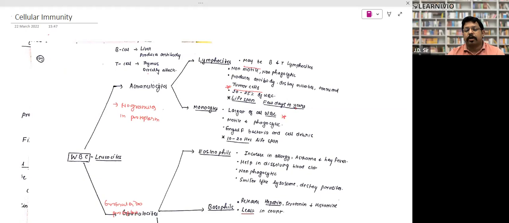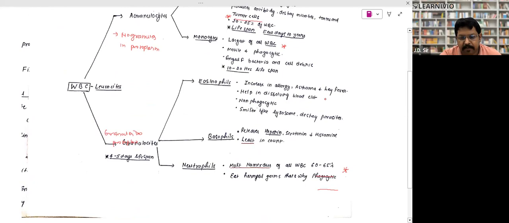Then second comes the monocyte. They are the largest of the WBC. They are motile and phagocytic, meaning they can eat bacteria. They engulf bacteria and cell debris, right? Their lifespan is 10 to 20 hours only. When the doctor takes a blood test and finds that the monocytes are more in number, it means a bacterial infection has taken place, right? That's how they go through the report and analyze.